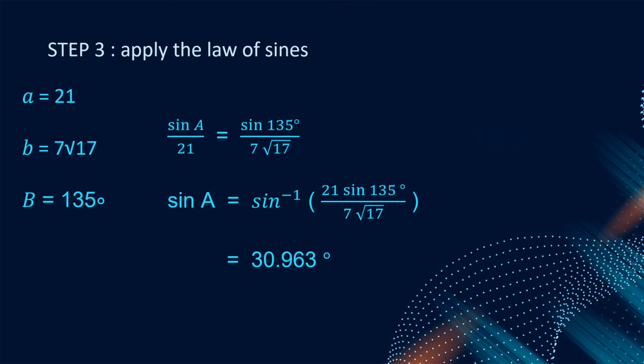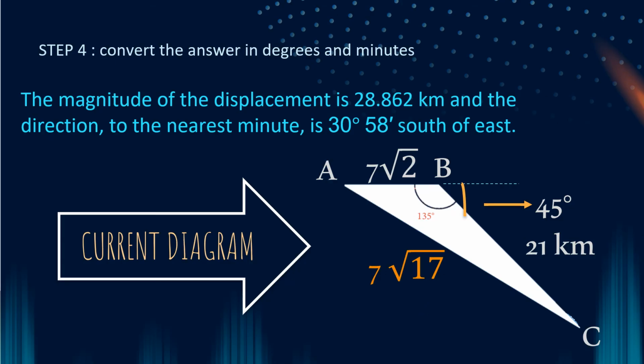But it's not the end, guys. Phew, the last step. Step 4, convert the answer into degrees and minutes. Do you guys remember the question? They asked for the displacement and direction to the nearest minute. So you must have a calculator beside you to get this answer. So lastly, we'll get the answer 30 degrees and 58 minutes south of east.